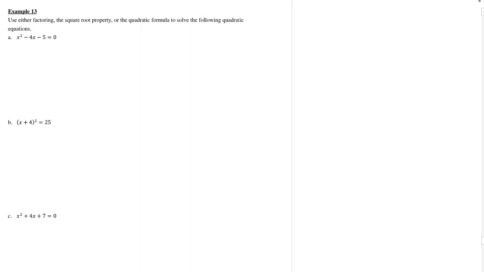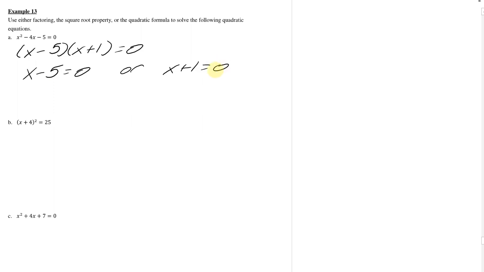By far, factoring is probably the easiest method to use, right? So if you can factor, in general, you're going to want to factor. So for instance, if I look at A here, can I factor this? I can, and this factors as x minus 5 times x plus 1. And then you just set each factor equal to 0, so I'd have x minus 5 equals 0, or x plus 1 equals 0, so then I would add 5 here to get x equals 5, or x equals negative 1. So those would be my two solutions. So when you can factor, go for it.